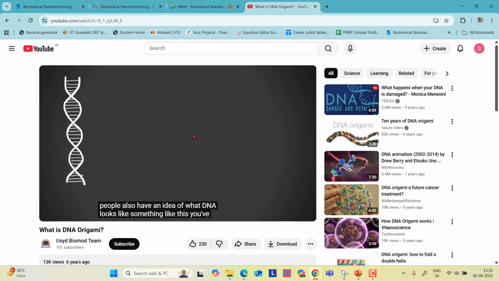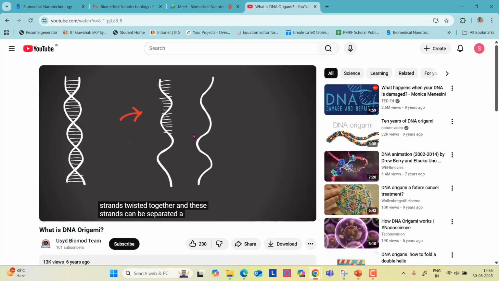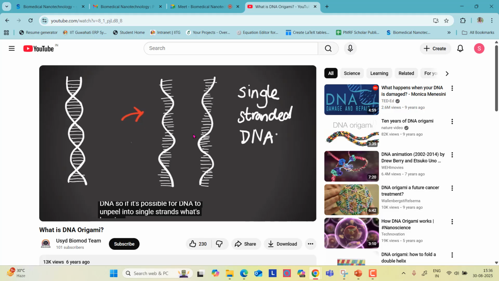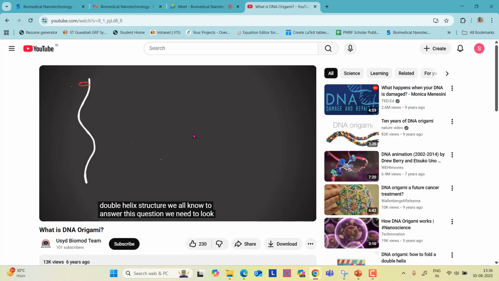Okay, so this is the double helix structure of DNA. Two groups of strands are twisted together, and these strands can be separated. A single strand of DNA is called single stranded DNA. DNA can unpeel into single strands, and keeping those strands together forms the double helix structure.